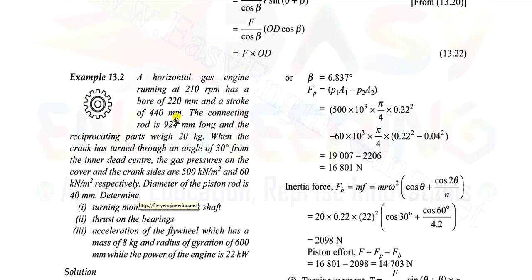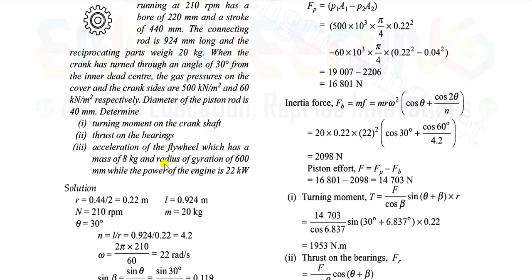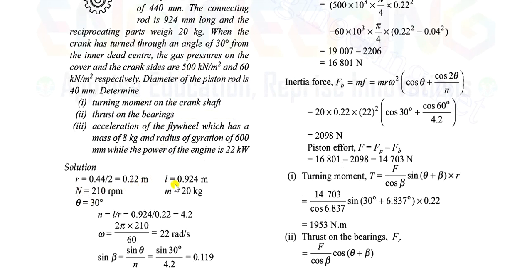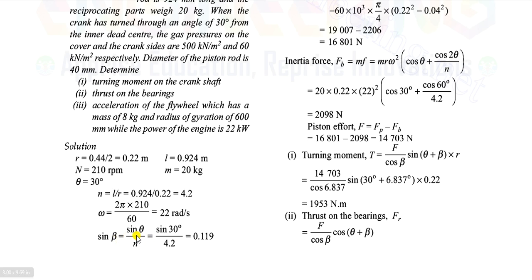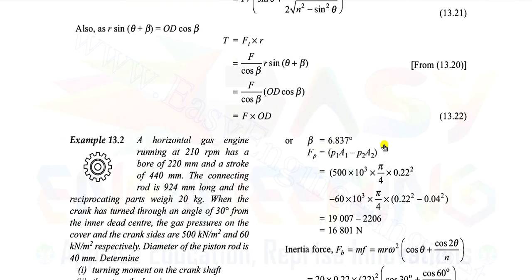So this is IC engine. You will learn this in the IC engine subject. So R we got, L is given, RPM is given, mass is given, and theta is given. From L and R we will get N, and from N we will get omega. Sin beta we will calculate by sin theta by N. You know all these relations. After getting this beta, now we will calculate FP.